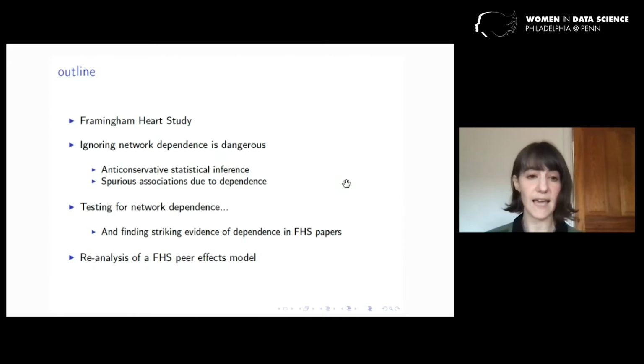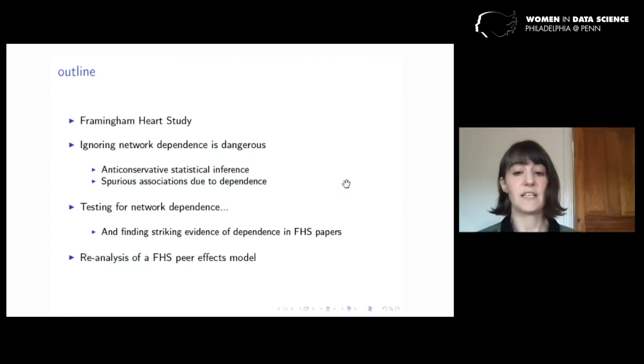And finally, I'll describe how I reanalyzed one particular Framingham Heart Study paper's analysis, and in the reanalysis, I accounted for dependence. The original analysis had not accounted for dependence, and in the reanalysis, we found no evidence of the strong effects that the original paper had purported to find.